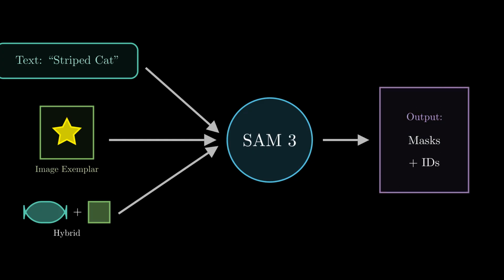Once prompted, the model processes this information to generate the output. But notice here, it returns not just segmentation masks, but also a unique tracking ID. This ID generation is key. It means SAM3 can track specific objects across video frames, maintaining their identity over time.